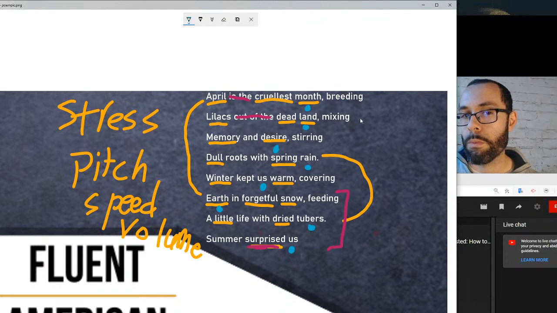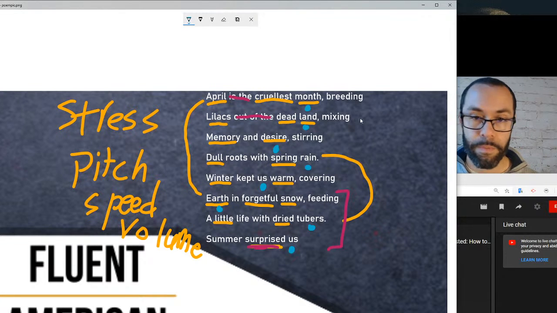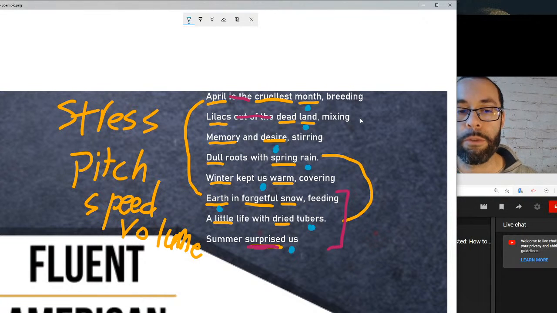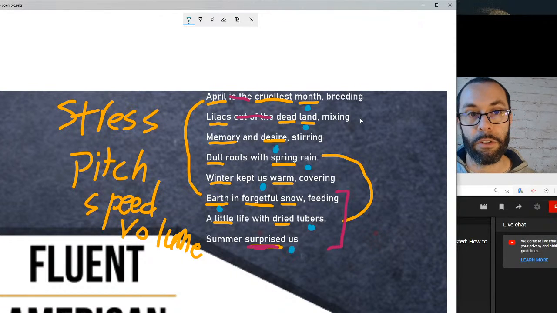Okay, just one more time, I'm going to read it with a flat, kind of no real intonation, stress, things like that. Keep it relatively flat. And I'm going to read it again with our original. April's the cruelest month, breeding lilacs out of the dead land, mixing memory and desire, stirring dull roots with spring rain. Winter kept us warm, covering earth in forgetful snow, feeding a little life with dried tubers. Summer surprised us. Okay, so if that's how you currently read things, or that's currently how you talk, it's going to sound really flat, and it's going to disengage the people that you're talking to.